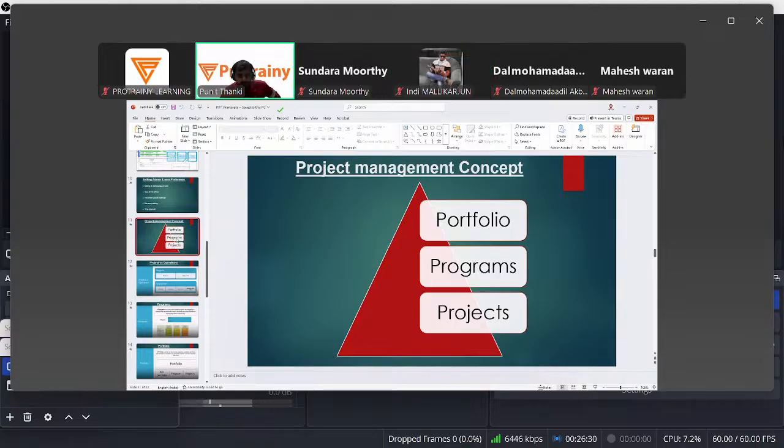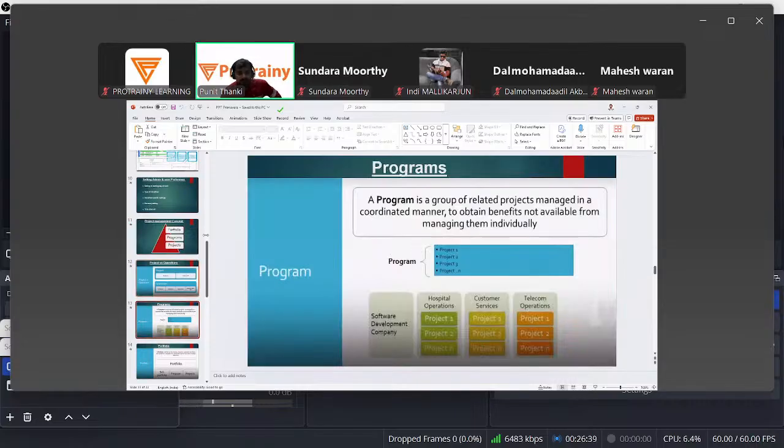Exactly. So these are also important terms: portfolio, program, and project. This is also a project management concept, and this must be clear to us. Like that, what is program? For example, any software development company is giving their application to hospitals, customer service, telecom companies. So these are the programs for that software company. Hospital program is a different thing. Customer services, different thing. Telecom operations are a different thing.